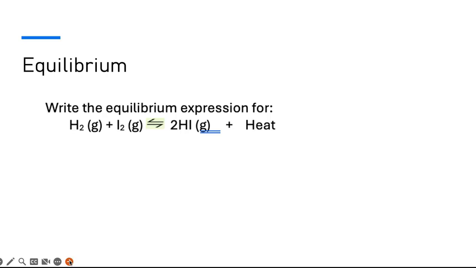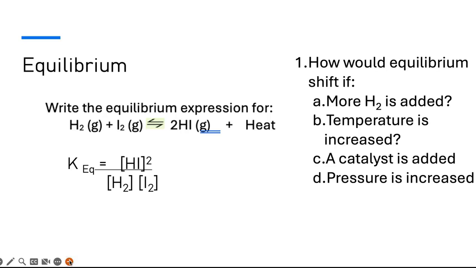All right, how about the equilibrium expression? How are you on equilibrium expressions, and how did you do? Hopefully you came up with this as your equilibrium expression. Good. And then how about those shifts? So for the first one, if more H2 is added, that's going to make more product, so shift it that way. If heat is increased, it would shift it the other way because we're looking at heat as a product here. If a catalyst is added, it's going to have no effect.